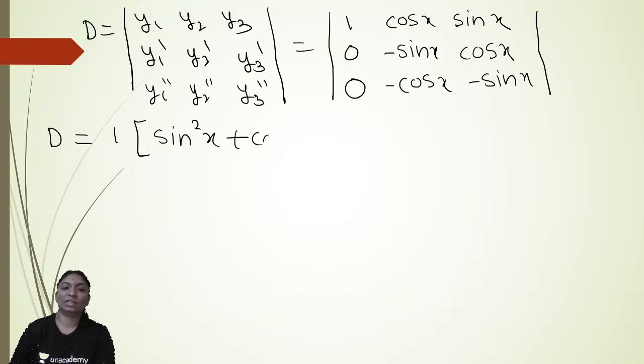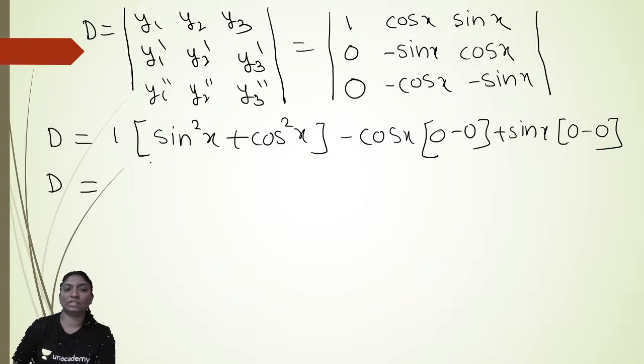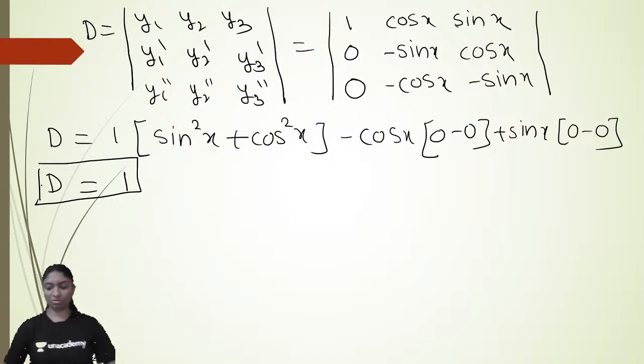So this minus and this minus becomes plus cos square x minus cos x into bracket 0 minus 0 plus sin x into bracket 0 minus 0. So your D becomes D into bracket sin square x plus cos square x is 1. And this 0 and this 0 becomes 0. So your value of D is equal to 1. Okay? Your value of D is equal to 1.